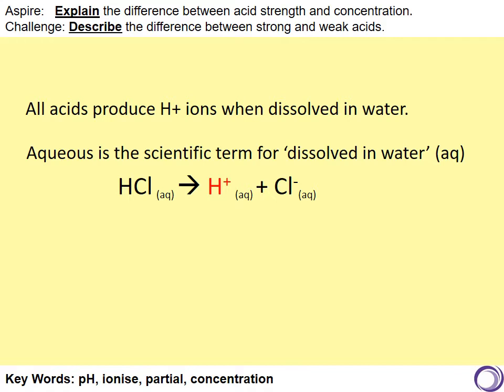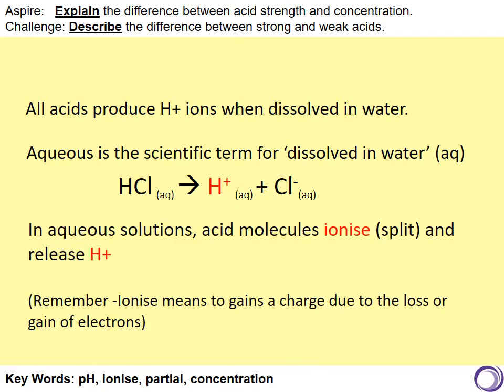Here we have the example of hydrochloric acid, which when it dissolves in water produces the H plus ion and the Cl minus ion. And the H plus ion is produced because the acid molecules ionize, that means they split up and release the H plus ions. Just a reminder from previous lessons then, that ionize means to gain a charge due to the loss or gain of electrons. So charged particles are called ions.